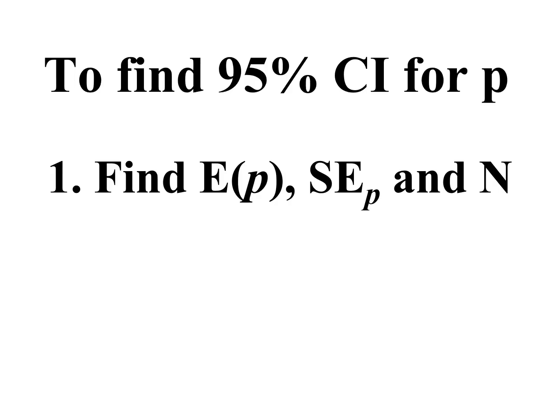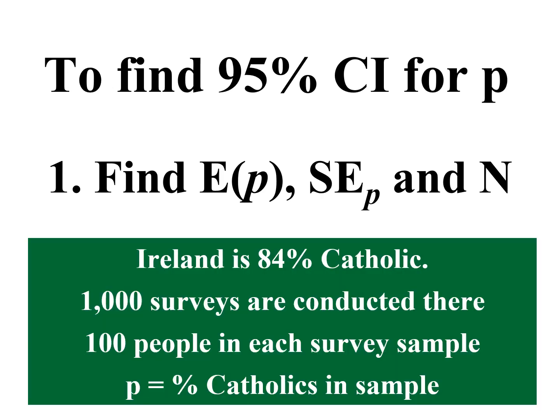Okay, in order to find the 95% confidence interval for P, we need the expected value of P, the standard error of our sampling distribution, and N, the number of individuals in each survey. This is the information that we gave you: Ireland is 84% Catholic, we conduct 1,000 surveys, each survey contains 100 individuals, and P is the percent of individuals in each sample who identify themselves as Catholic.